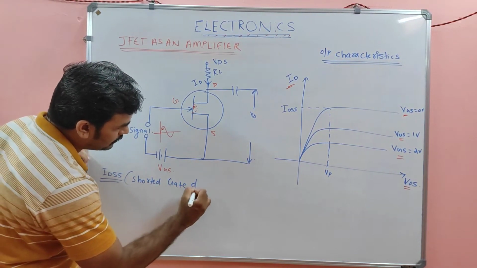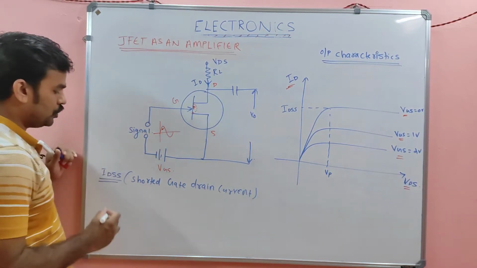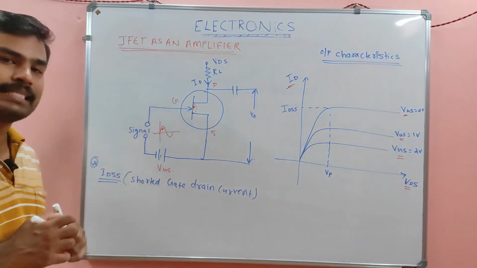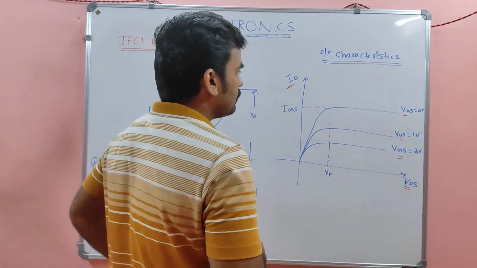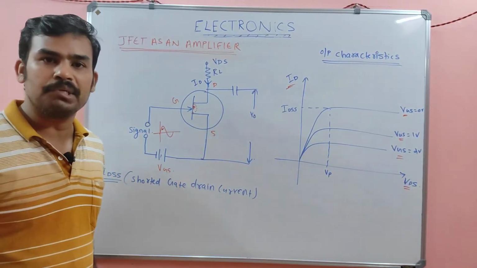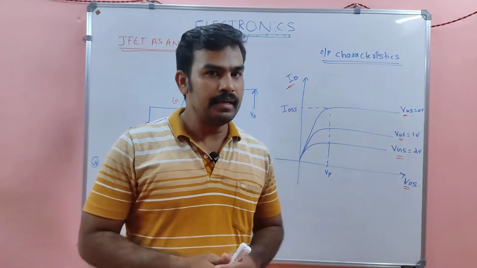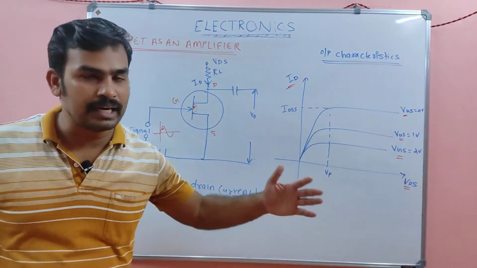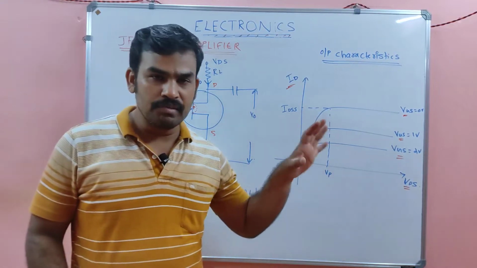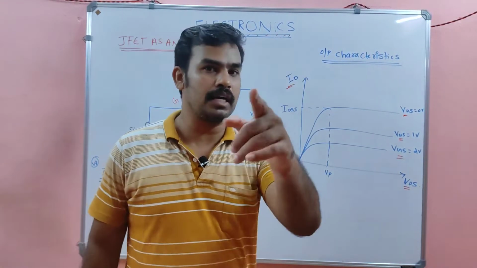Shorted gate drain current. It's a very important term, my dears. So let's discuss what this IDSS is in a JFET. Whenever the gate to source voltage VGS equals 0 volt, as I already discussed, minimum depletion layer will be there at that time. That means maximum channel width will be there, because no one is reverse biasing the gate, no one is reverse biasing the P region, so maximum current will be flowing.